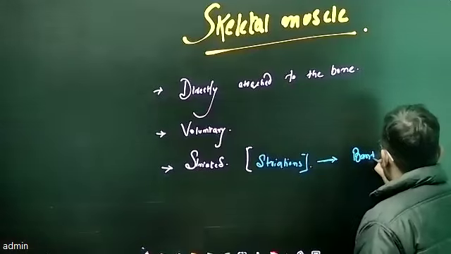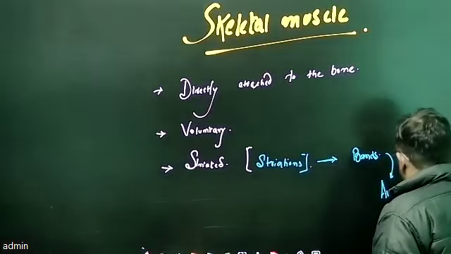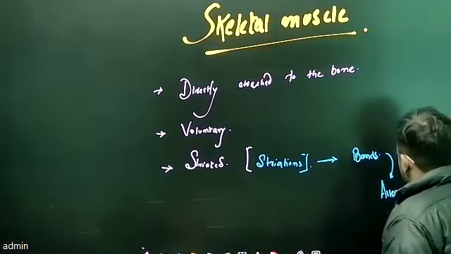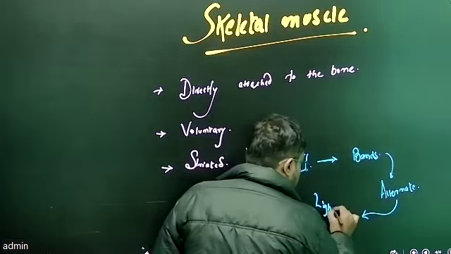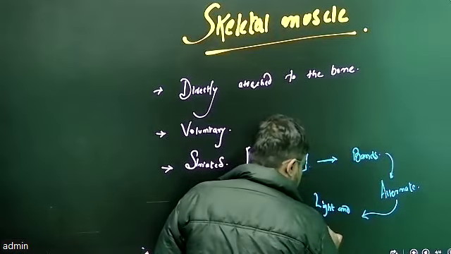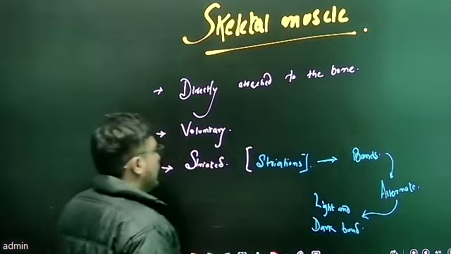Striations are nothing but bands. What type of bands do they have? They have alternate bands. What type of alternate bands? They have alternate light and dark bands.